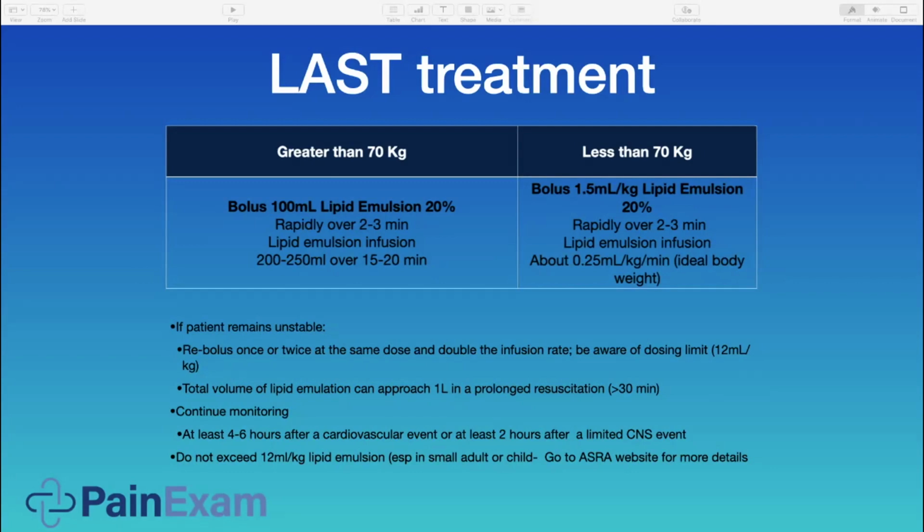And these limitations for the doses are especially true with children. And go to the ASRA website. That's where I got my information. They have a lot of useful information with respect to this.